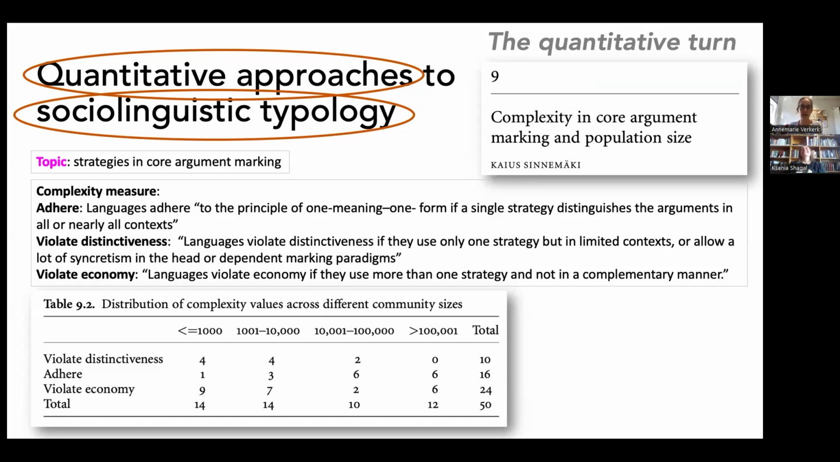Yeah, okay, that's good. So that's what he's looking at, right? So there's various strategies of doing that. And that's the linguistics part, right? And then he's looking at complexity in those strategies, right?